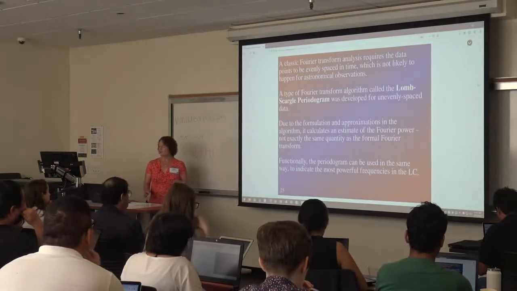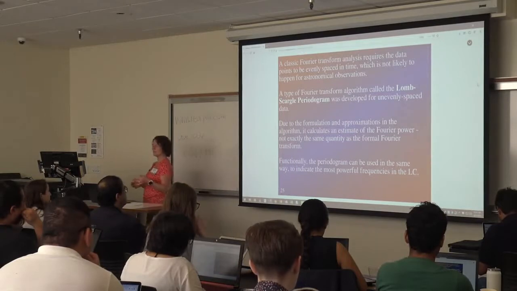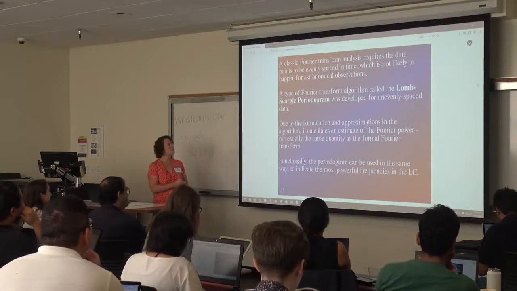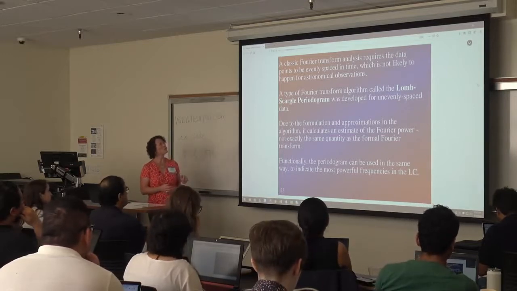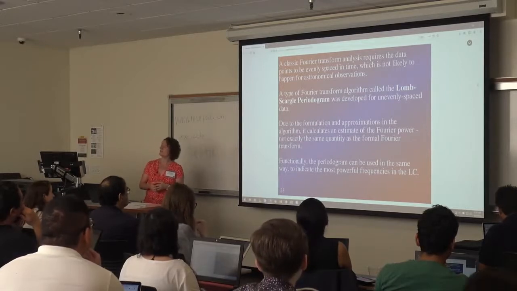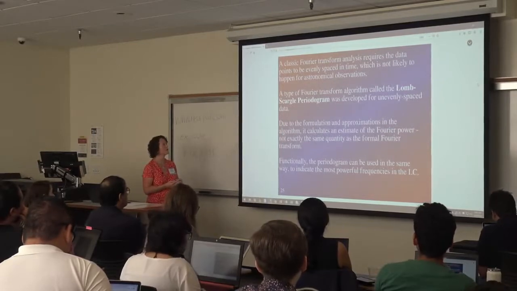Now, a true classic Fourier transform analysis requires the data points to be evenly spaced in time. And that never happens in astronomy. So we can't take that. So this type of Fourier transform we're going to be using is called the Lomb-Scargle periodogram, and it was developed for unevenly spaced data. Okay, so it's kind of adapted from the classic Fourier transform.